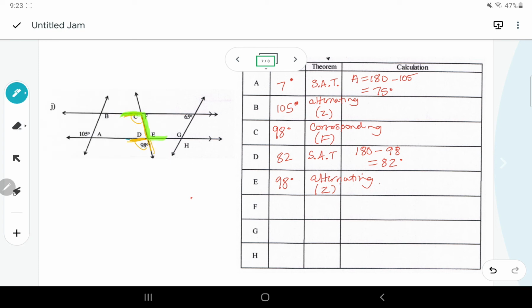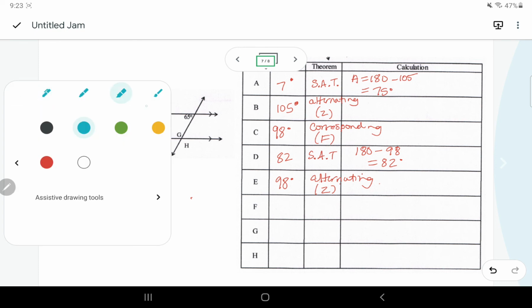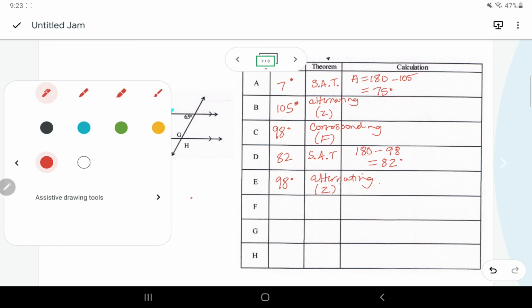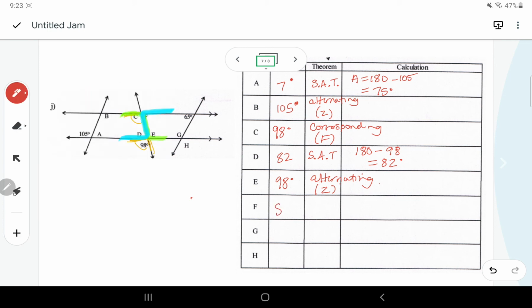We could look at F as highlighting a different Z pattern. F is alternating with D. So F would be the same as D. It's 82 degrees.